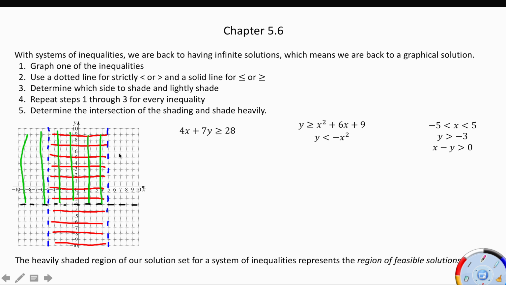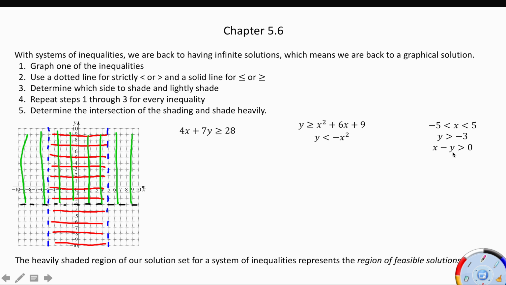So far, if these were my only two equations, this box right here that's got red and green shading in it, I would go back and completely shade that in. That's my solution to these two. I've got one more equation to deal with, however. So let's look at that equation.